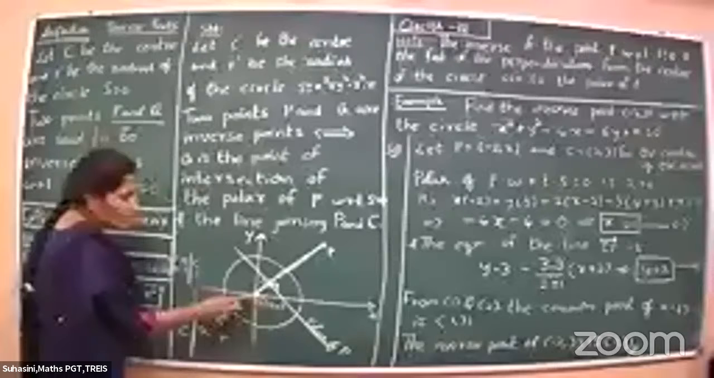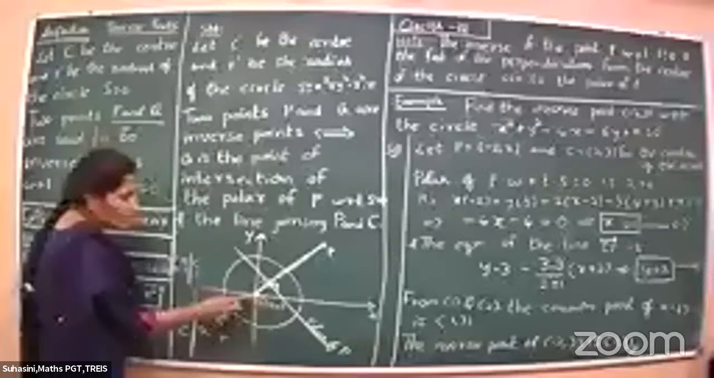x² + y² − 4x − 6y + 9 = 0. How can we find the inverse of a point with respect to this circle? When P and Q are inverse points, Q is the point of intersection of the polar of P with respect to S = 0 and the line joining P and C. We can make use of this.